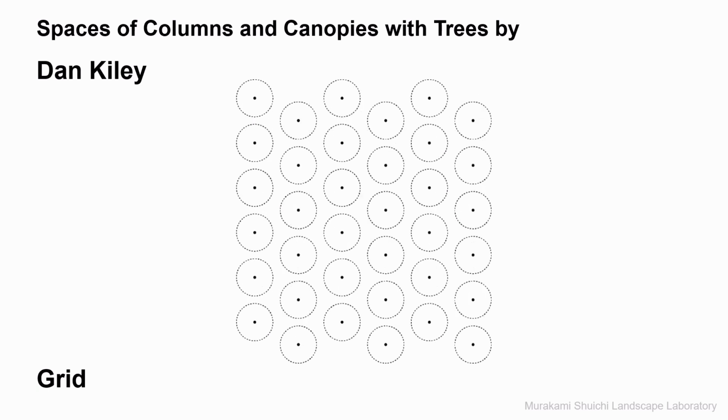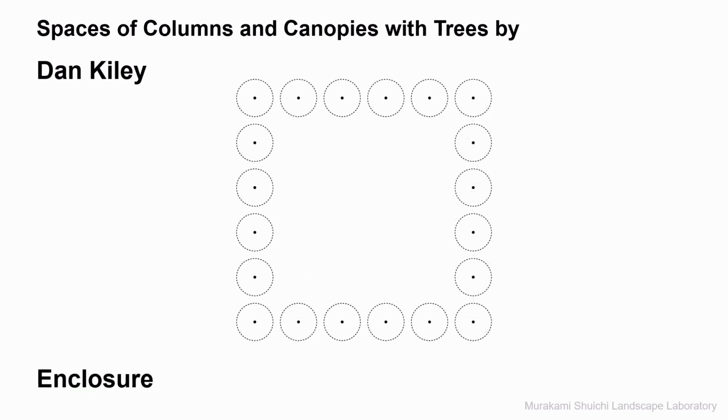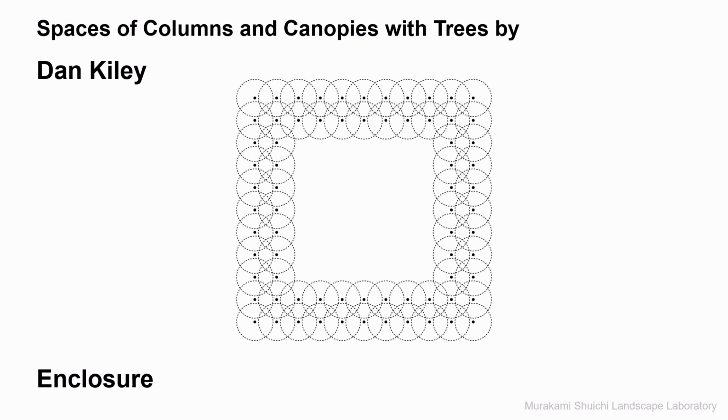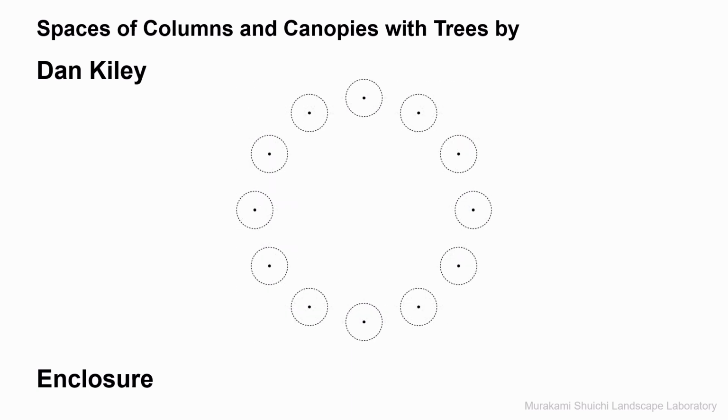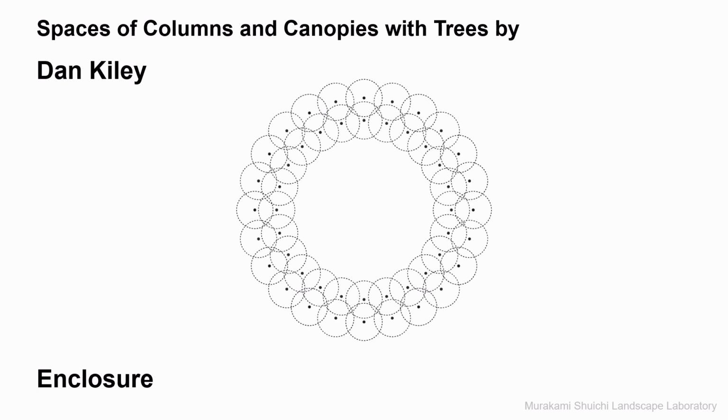Furthermore, the grid is not always orthogonal. Kiley also employed diagonal grids in some of his works. This shows an enclosure arrangement in which tall trees are placed along a rectangular outline. In some cases, the enclosure is formed with 2 rows. There are also compositions in which tall trees are arranged along a circular outline, sometimes using 2 rows as well.